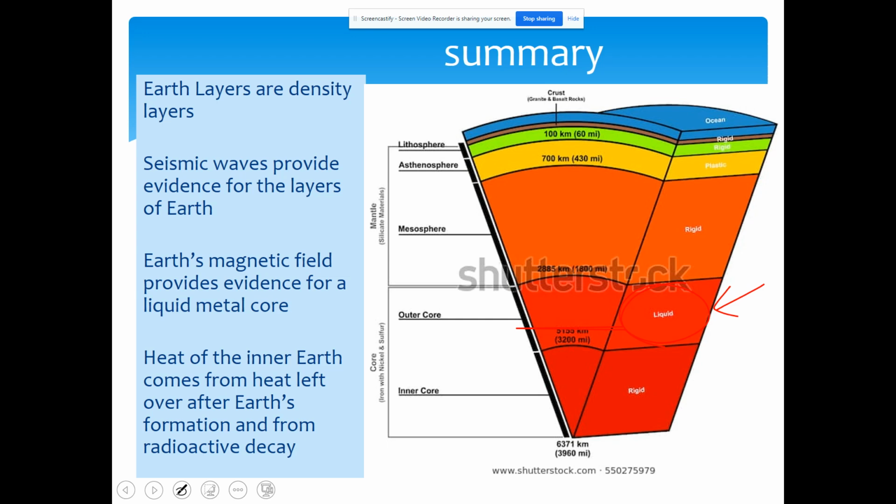Earth's magnetic field provides further proof that you have that liquid outer core because that molten metal is in motion, causing the magnetic field. The heat of the inner Earth comes from heat left over from Earth's formation and from radioactive decay.